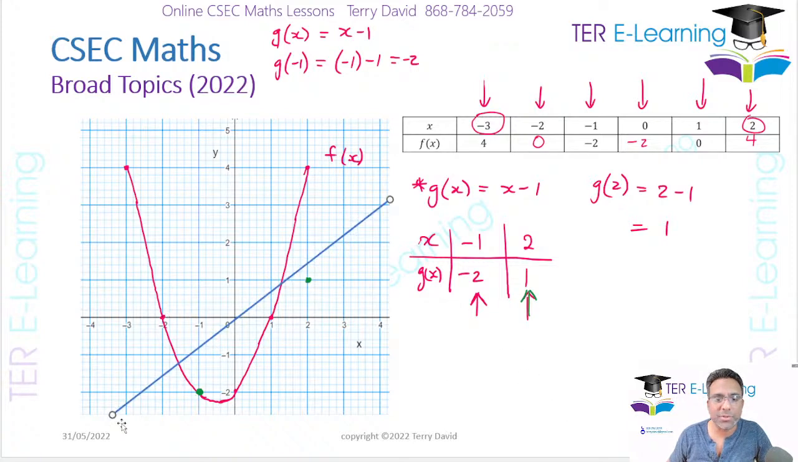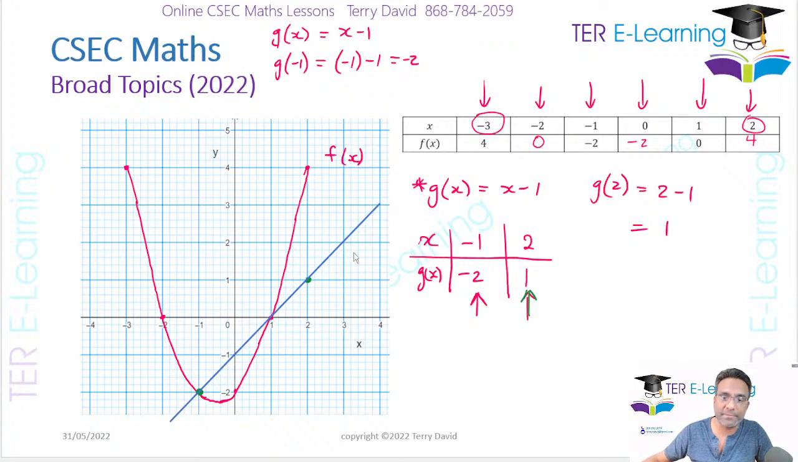Right? So I'm going to draw a straight line passing through this point and this point here. That's what I'm doing. So therefore, this function here is g of x. So I've drawn a curve and I've drawn a straight line on the same graph. That's what they wanted me to do in this particular question.